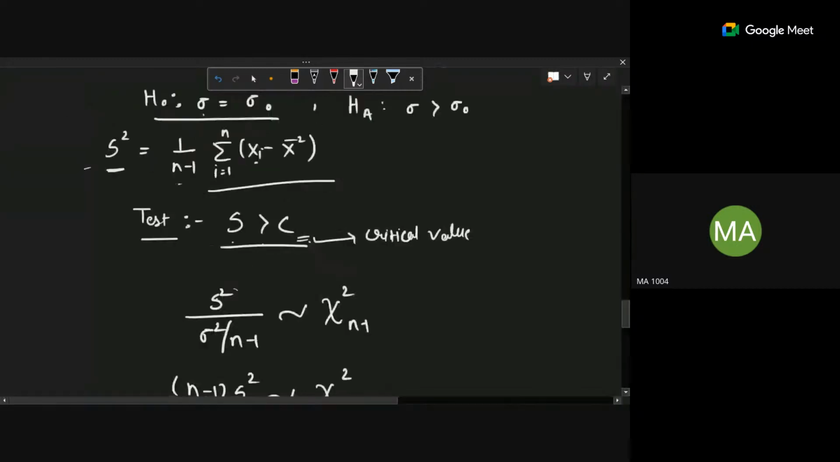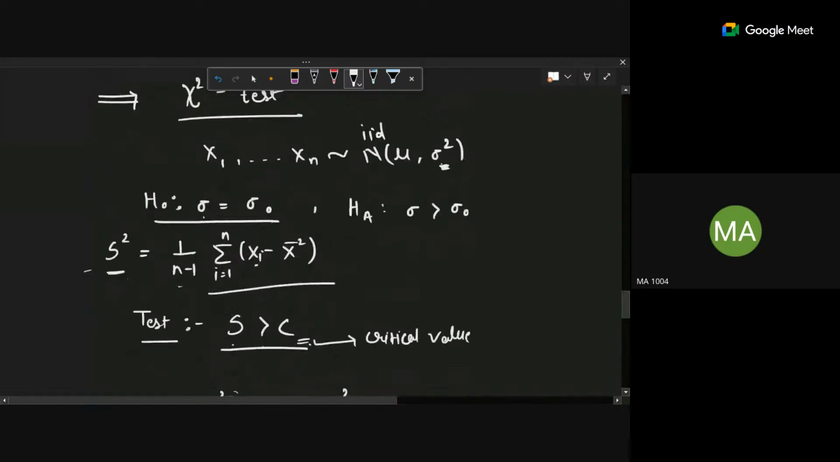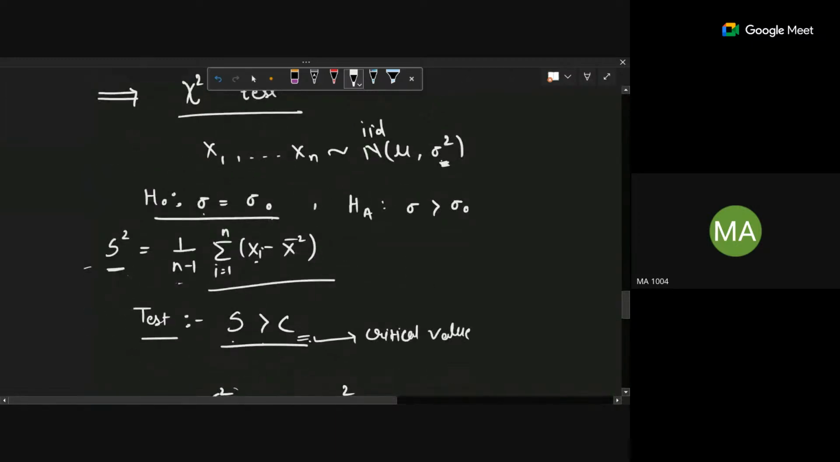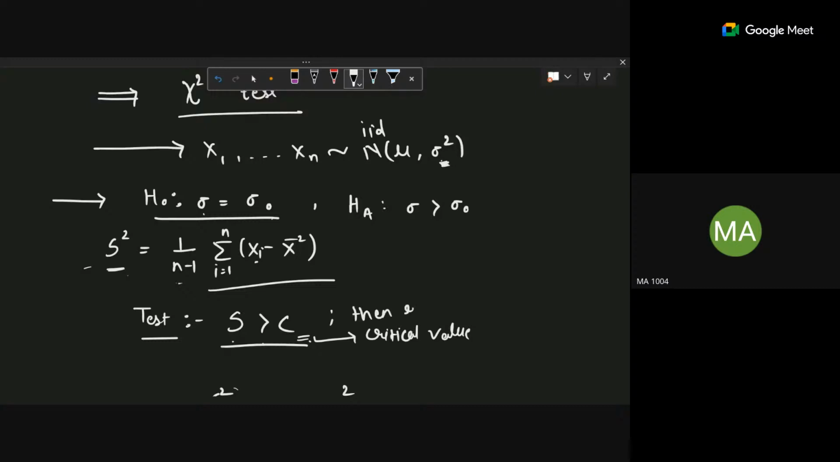Do you get it? See, in all the tests, we are going to do the same things. We have samples which will follow some distributions. Step 1. Step 2 is decide a null hypothesis and alternative hypothesis. We just said that it is equal to sigma naught, and alternative is sigma is greater than sigma naught. Then decide our test that if S is greater than C, then reject H naught.